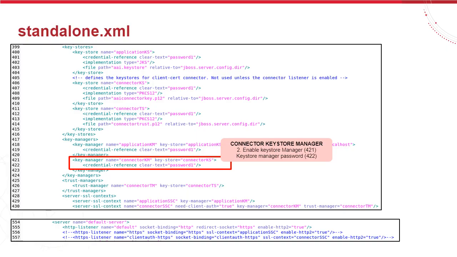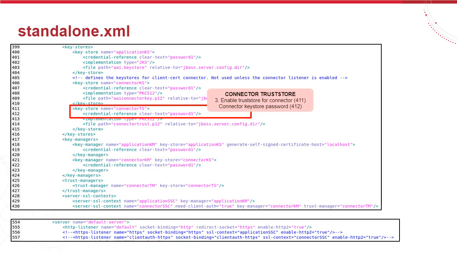This is the matching keystore manager. We enable and set the connector keystore password. At line 411, we look for connector TS. This is the trust store. We set the password of the connector keystore, which should be the same as the AAI keystore password.